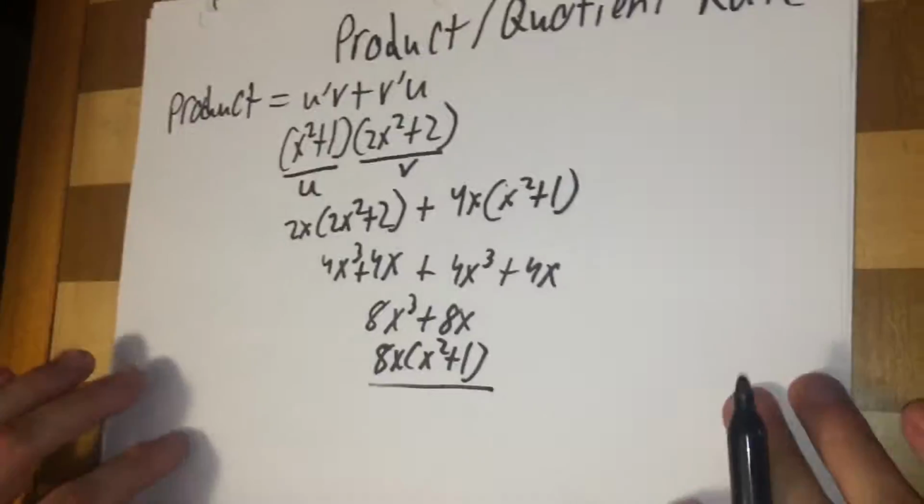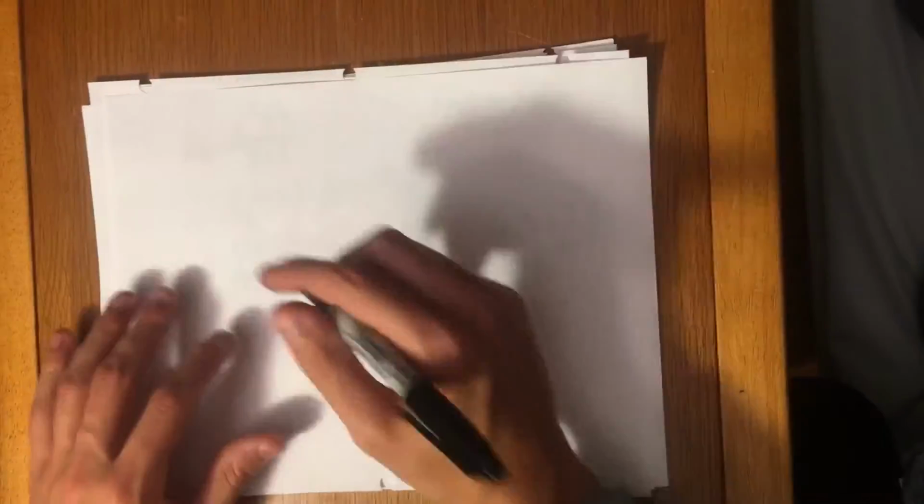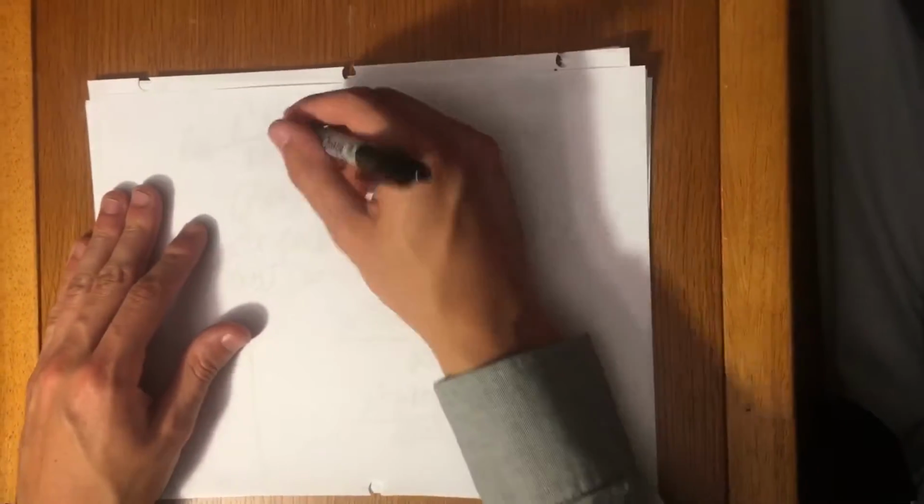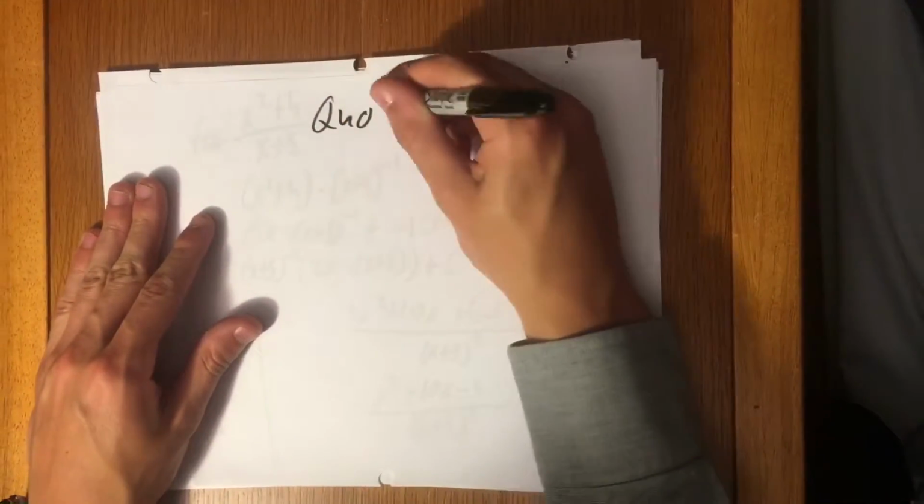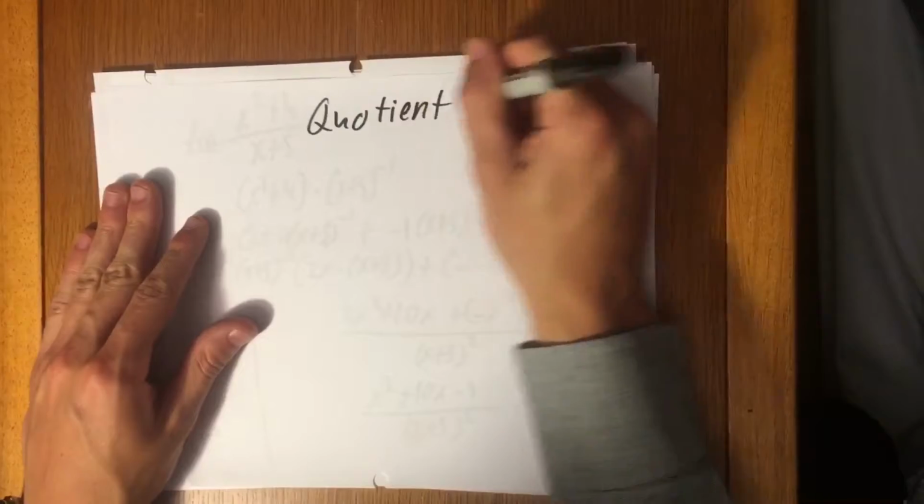But good observation. So now we're going to move on to, I don't have much space here, so we'll move on to the quotient rule on another separate piece of paper. There's another rule. Yes, it is another subtopic of the derivative. So now we're going to move on to the quotient rule.